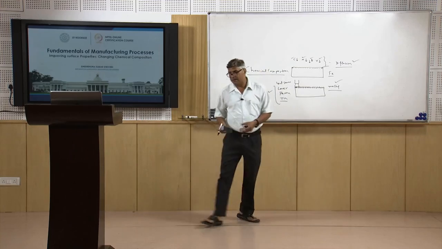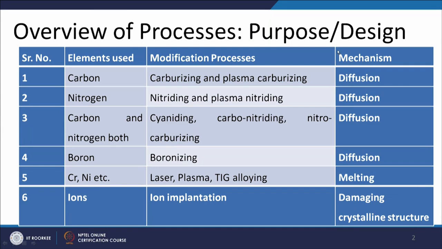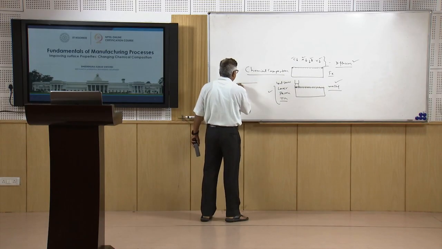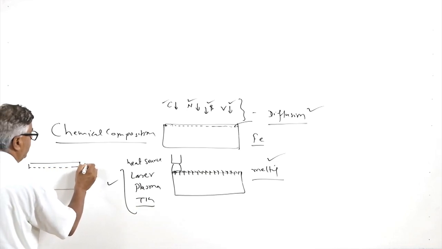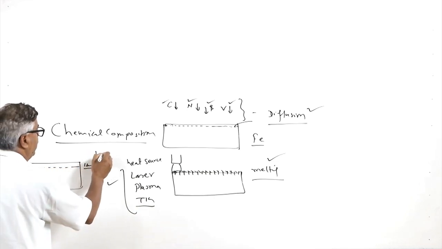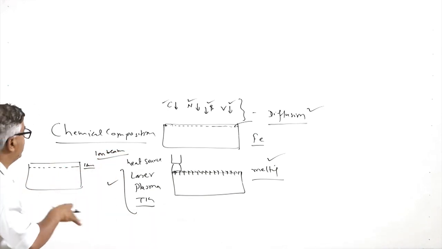So if we see this slide, it shows the kind of elements that we need to introduce. The kind of elements that we need to introduce will depend upon the purpose for which we want to modify the surface composition and the design of the component. Purpose means what is the extent of the improvement in hardness, and what depth of hardened layer is needed. In some cases, the depth of the modified zone or surface hardened layer may be just 1 micron or less, like in ion beam modified methods, the methods wherein an ion beam is used.